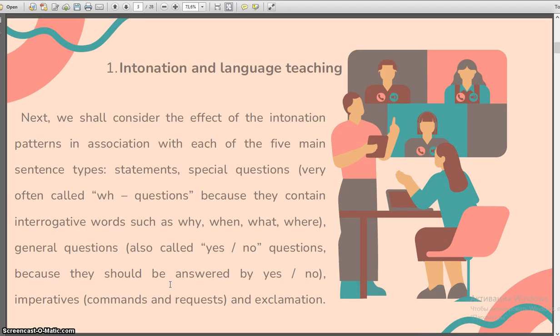Intonation and language teaching. Next, we shall consider the effect of intonation patterns in association with each of the five main sentence types. Statements; special questions, very often called wh-questions because they contain interrogative words such as why, when, what, where; general questions, also called yes-no questions, because they should be answered by yes or no; imperatives, commands and requests; and exclamations.